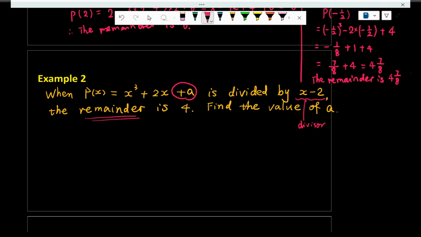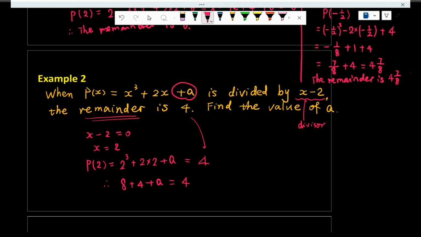Similarly, the divisor is x minus 2. We let this one be 0 and get one value of x. Substitute the value of x into the polynomial. We will have 2 cubed plus 2 times 2 plus 8. And this result will be the remainder, number 4. Okay, then we have received an equation, which is 8 plus 4 plus 8 is equal to 4. Then both sides minus 4, we will have 8 plus 8 equals 0. Finally, a is equal to negative 8.